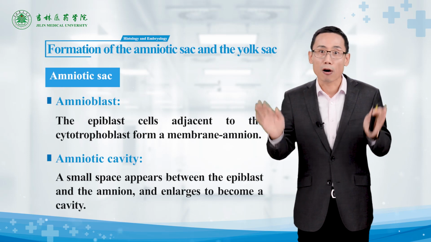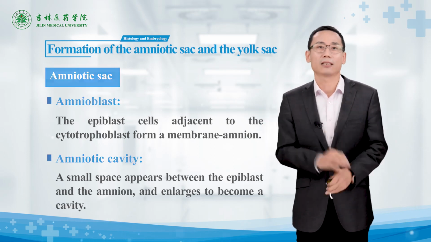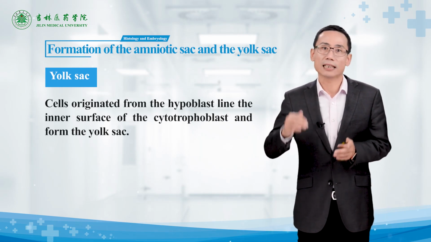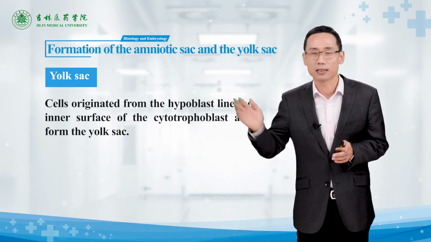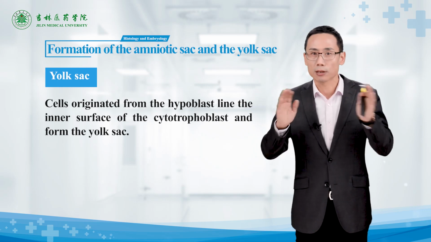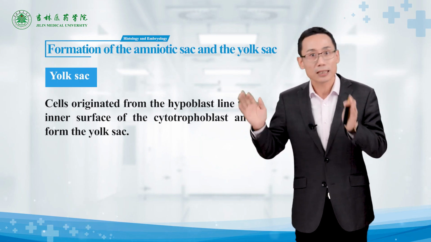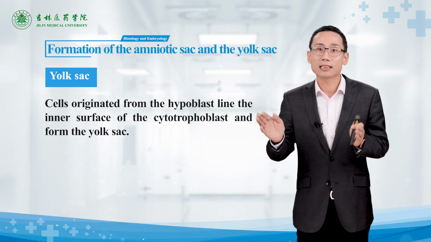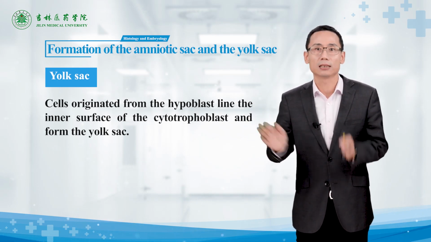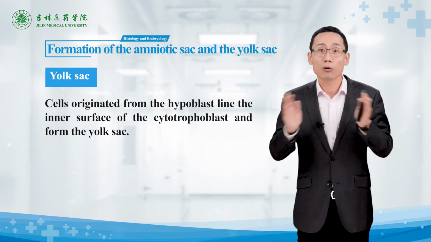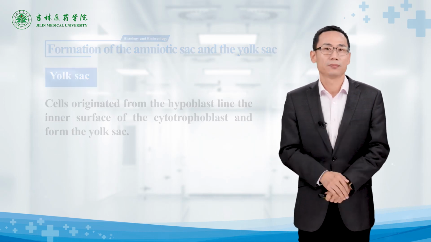The epiblast forms the base of the amniotic sac. The cells around the hypoblast grow and extend to the ventral side, forming another sac surrounded by a single layer of flat epithelial cells named the yolk sac. The hypoblast forms the top of the yolk sac. The amniotic sac and yolk sac protect and nourish the embryonic disc.